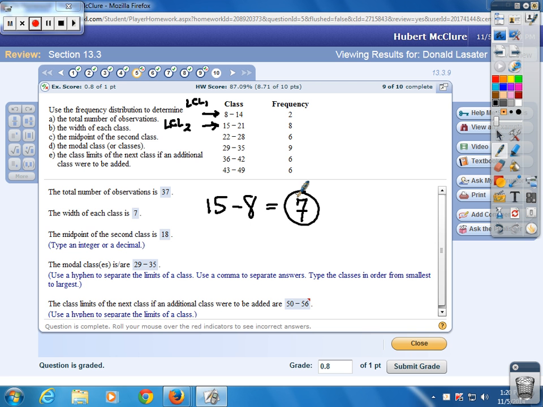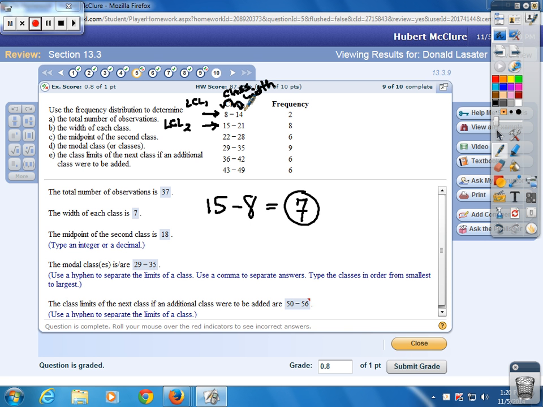Now, what is the class width? The class width is between this number and this number. Class width is between the 8 and the 14. And this is the first thing that students ask. They'll say, well, why don't you just take 14 minus 8? Well, if you were to take 14 minus 8 in your head, what would you get?